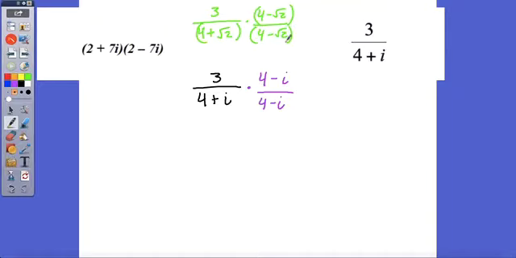So you distribute, multiply it out, and you end up getting 12 minus 3 root 2 over 14, because the radical would end up canceling out, and you'd have 16 minus the square root of 4, which is 14. But notice this is the same thing as this. We keep the first number the same, multiply by the opposite sign of the second number. So we distribute these out.